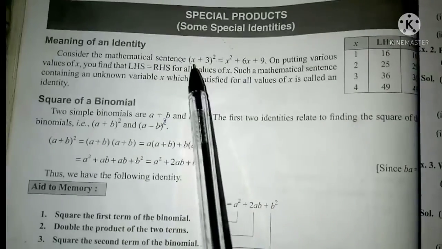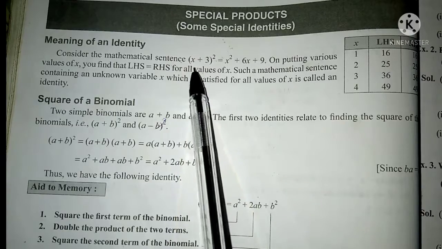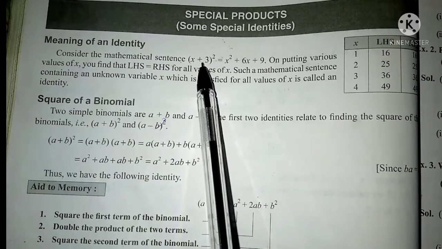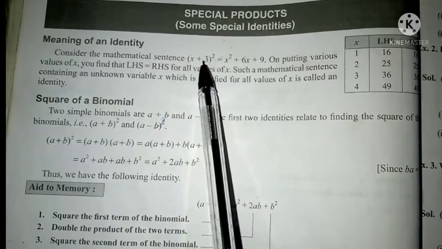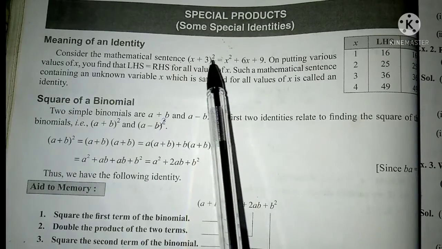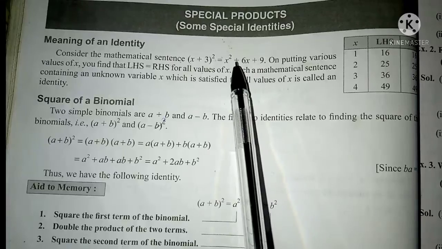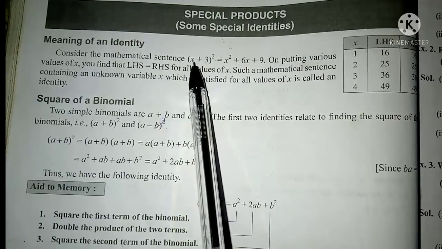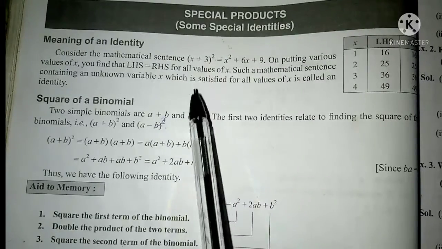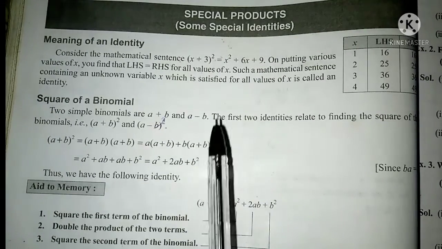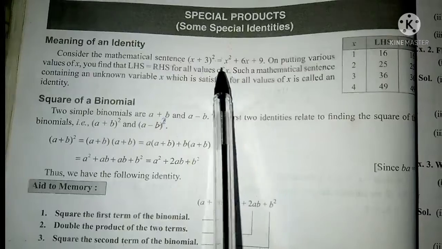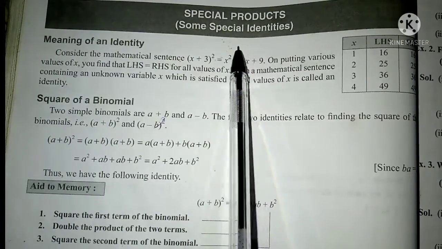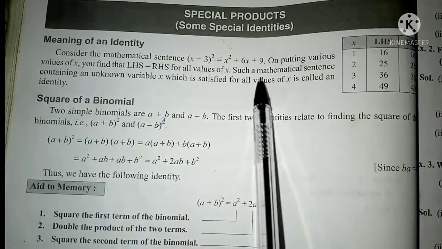Now if I place any number as the value of x here, and if I expand this one, we can see that the value of the left hand side is always equal to the value of the right hand side. So in such a case this whole mathematical sentence will be called an identity, because this whole mathematical sentence is correct for all the numbers. So that's why this is called an identity.